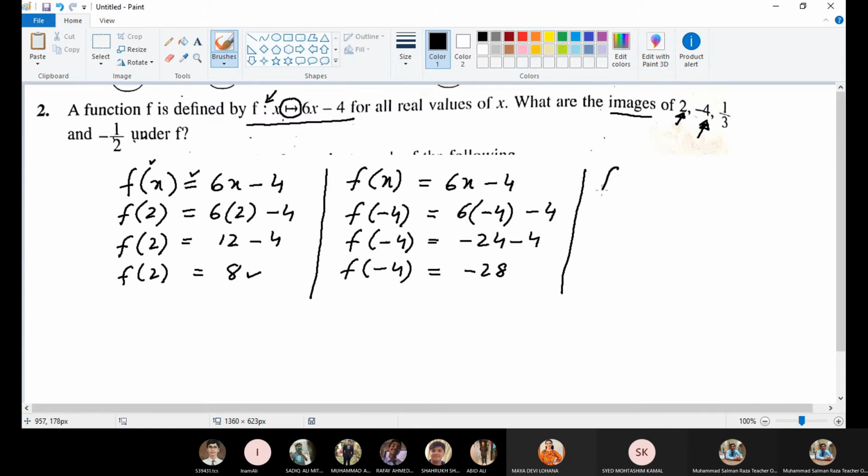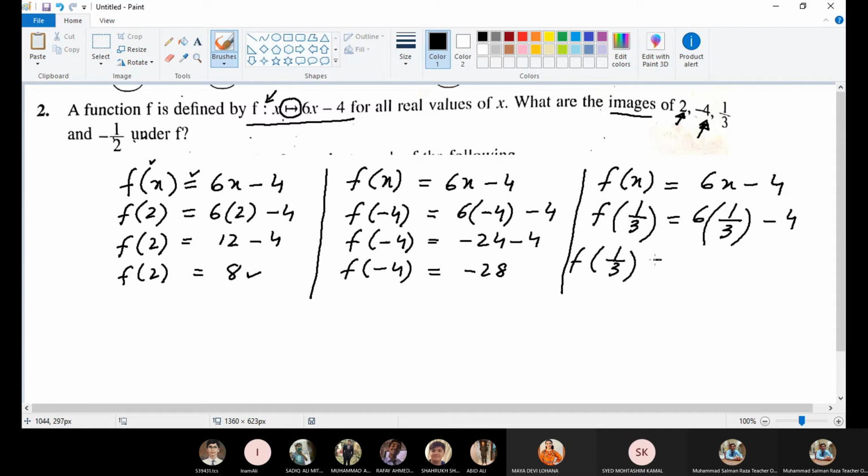So for the third part, I'm going to solve it like f of x is 6x minus 4. And now I am going to put the value 1 over 3, and this x will be replaced by 1 over 3, minus 4. And f of 1 over 3 is going to become 2 minus 4, which is minus 2, which is my answer.